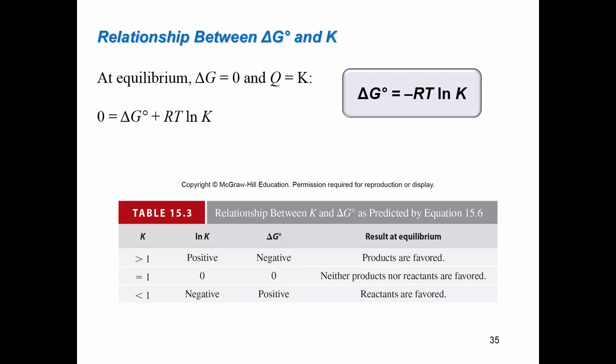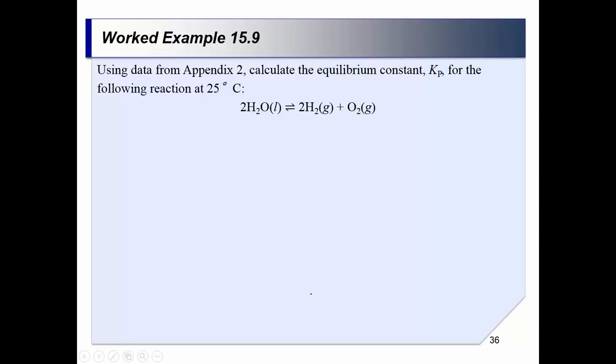When K is less than 1, ln K is a negative number, and that makes delta G naught a positive, because if this is a negative number, and a negative number times a negative number is a positive number. So in that situation, the reactants will be favored.